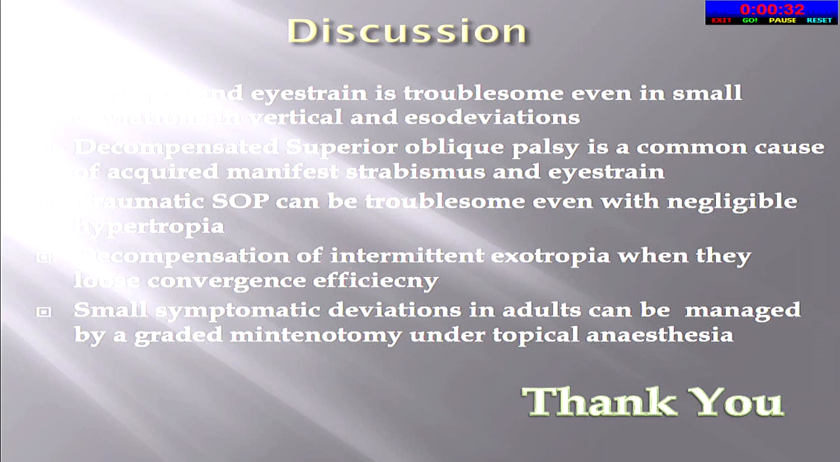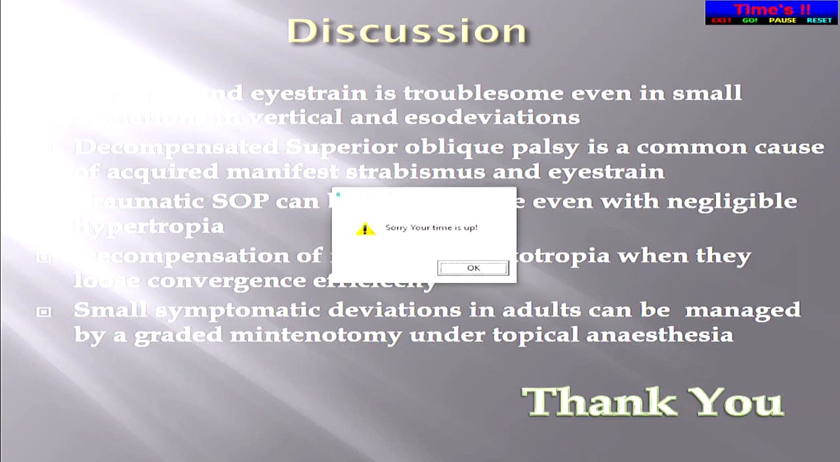Diplopia and eye strain are troublesome even in small deviations, vertical and iso deviations. Decompensated superior oblique palsy is a common cause which is overlooked. Traumatic superior oblique palsy can also produce troublesome diplopia and eye strain. There is also decompensation of intermittent exotropia when they lose convergence efficiency, and small symptomatic deviations after surgery. Mini tenotomy or a graded tenotomy can be done under topical anesthesia, which can be repeated also. That is another advantage. You don't have to admit the patient, and there is no need for anesthesia in adults.